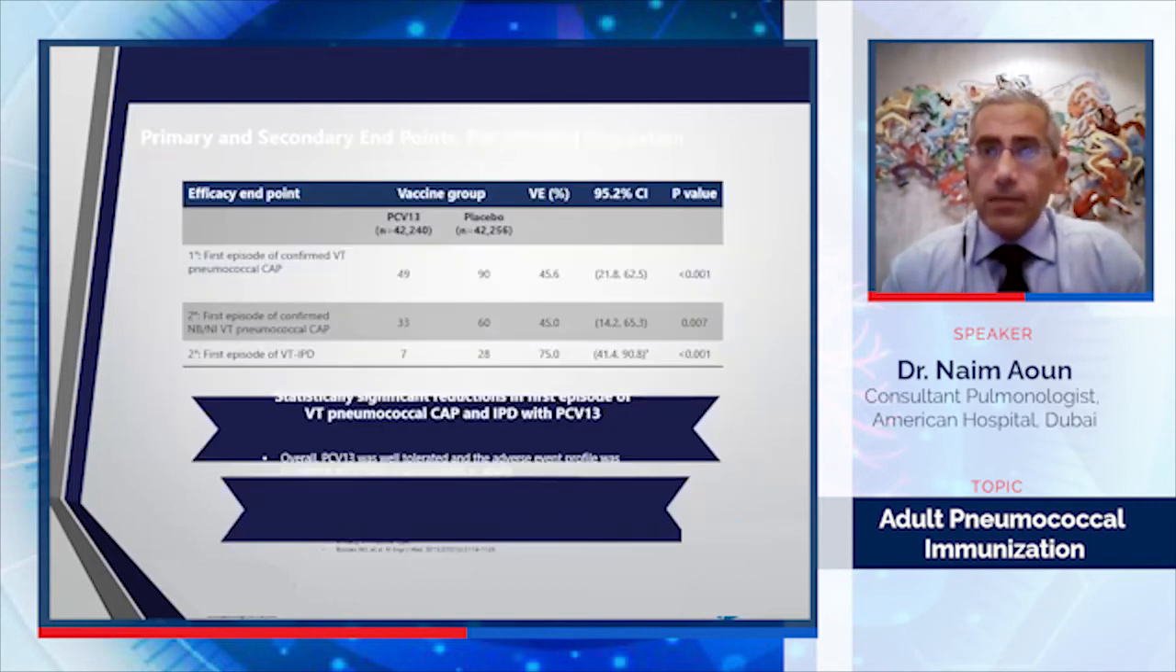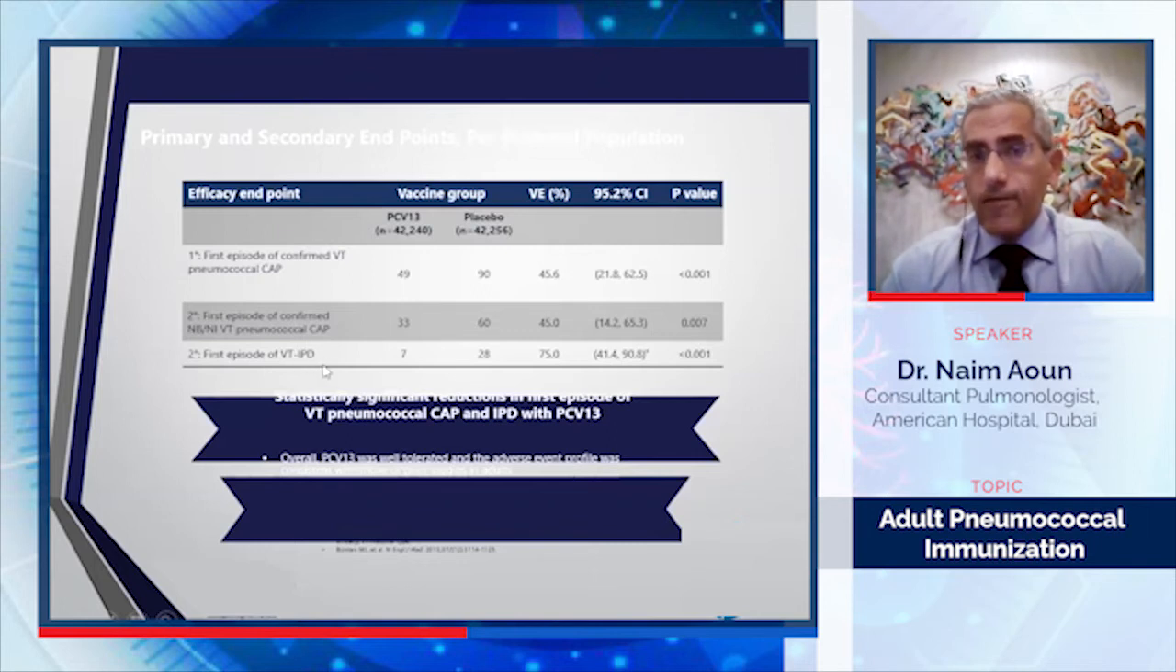So, primary and secondary endpoints, per-protocol population. Here we can look at the vaccine group. First episode of confirmed vaccine-type disease. They were very specific about looking at whether those serotypes caused the infections or not. They had 49, for example, in the PCV13 group and 90 in the placebo. The difference is 45% with a good confidence interval. First episode of confirmed pneumococcal community-acquired pneumonia, 33 versus 60. Again, protection of 45% with an excellent confidence interval and a strong p-value.